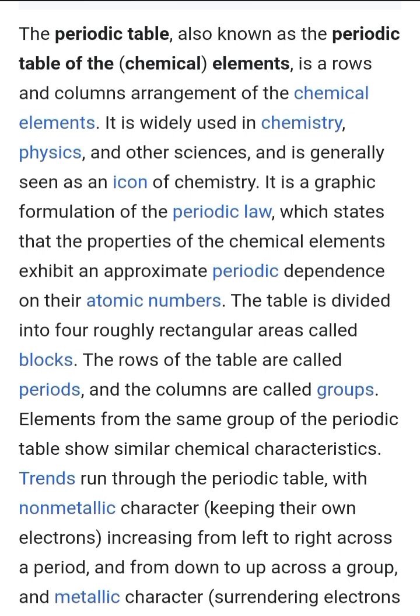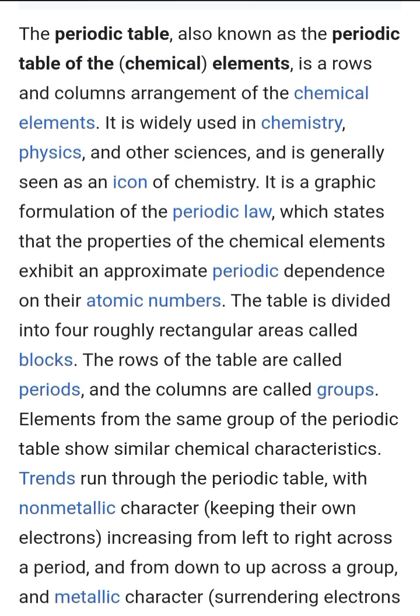Now, the periodic table, also known as the periodic table of the chemical elements, is a row and column arrangement of chemical elements. It is widely used in chemistry, physics, and other sciences, and is generally seen as the icon of chemistry. The periodic table is the arrangement of elements in order of increasing atomic number. Take note of that.